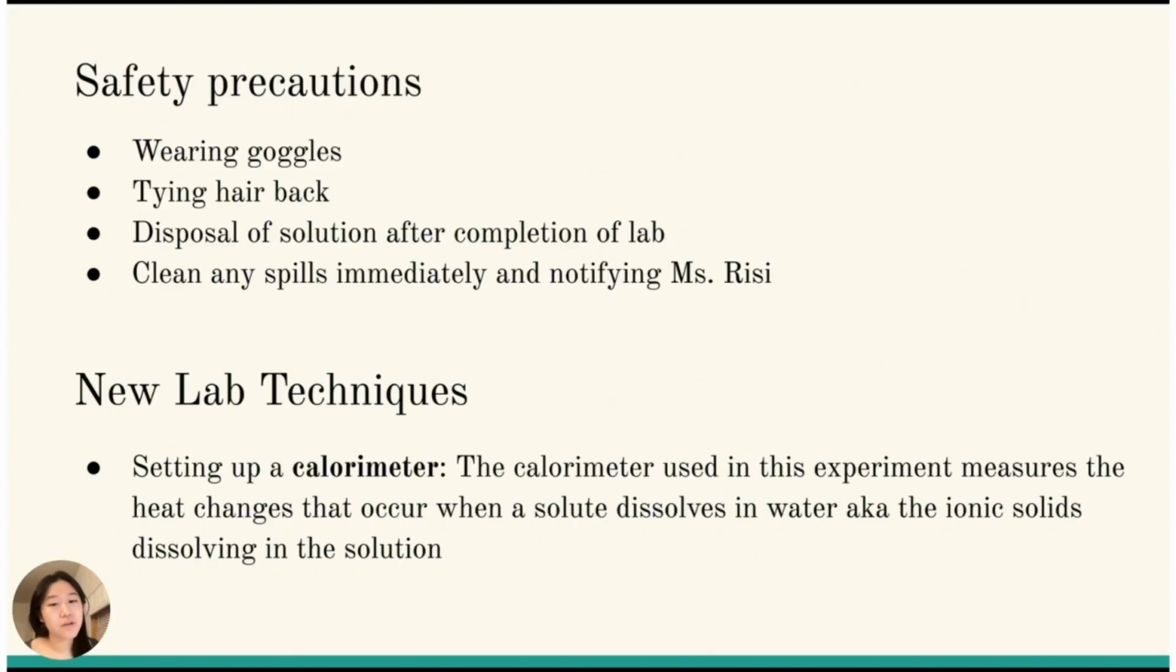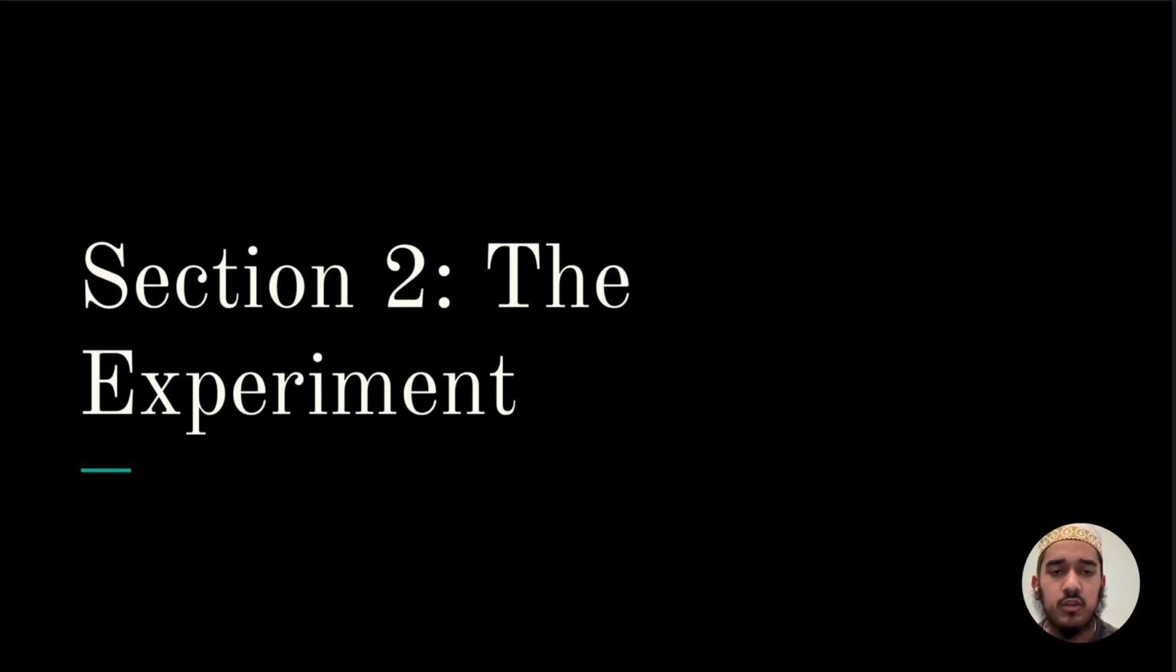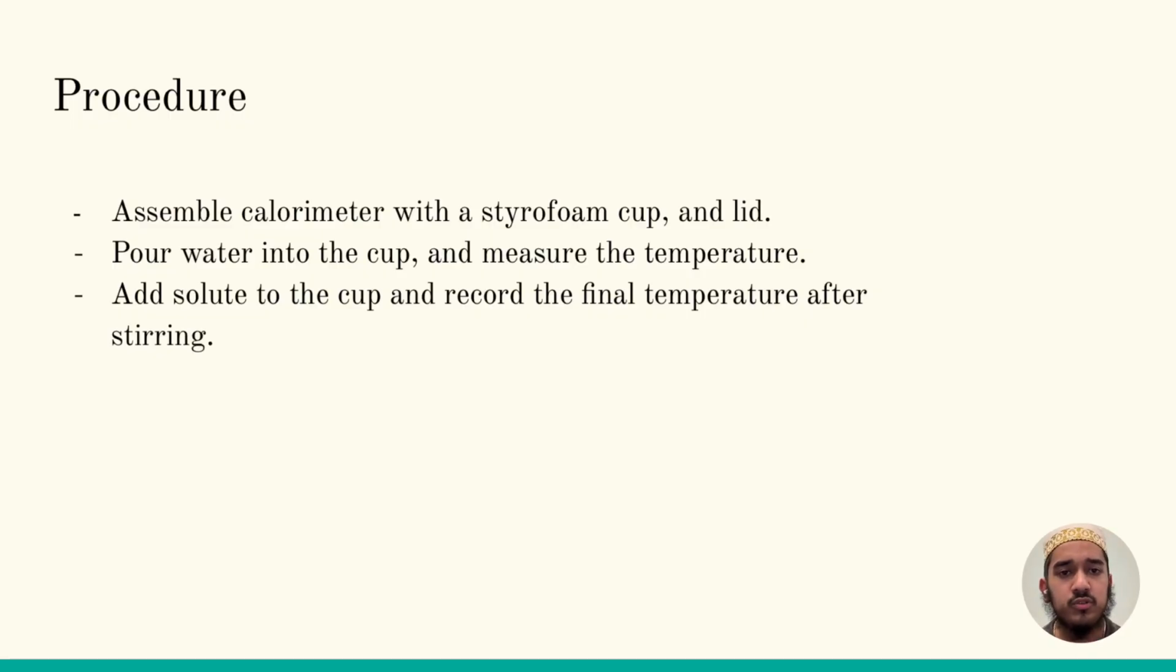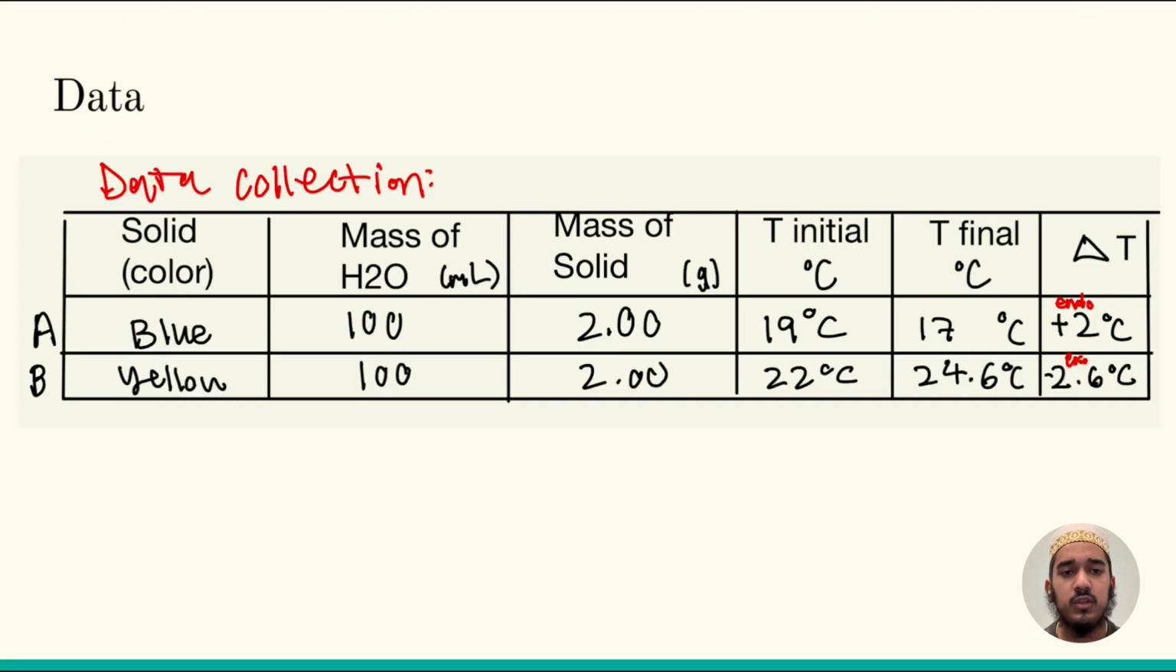So a new lab technique that we used was setting up a calorimeter. The calorimeter used in this experiment measures the heat change that occurs when a solute dissolves in water, and in our case, that is when the ionic solid was dissolving in the solution. In our experiment, we assembled a calorimeter using a styrofoam cup and a lid. We then poured water into the cup and recorded the initial temperature of the water. Then we added solute to the water, stirred, and recorded the final temperature of both the solute and the water.